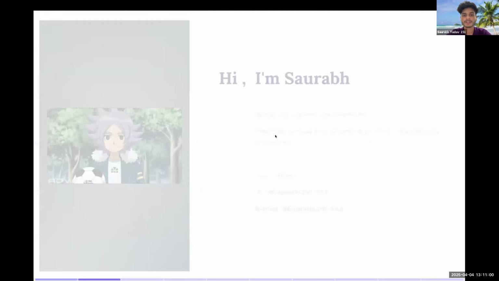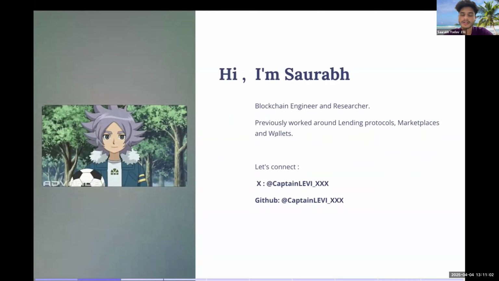So before moving further to the project, I would like to talk about myself. I'm Saurabh. I'm a blockchain engineer and researcher. I've been in this space for the last 2 years. I started my journey with the Summer of Bitcoin and later moved to the EVM ecosystem, and I've built lending protocols, marketplaces, and wallets.